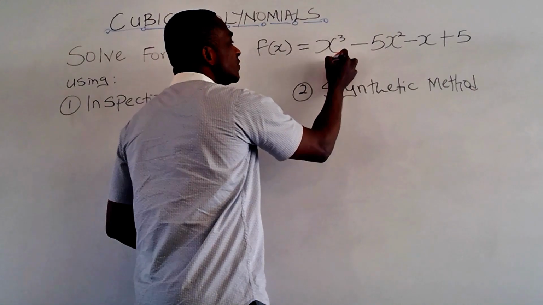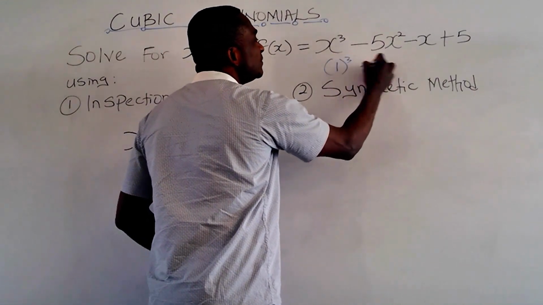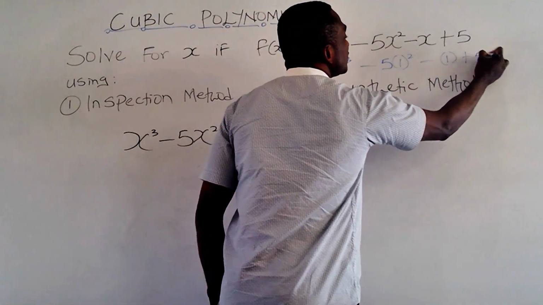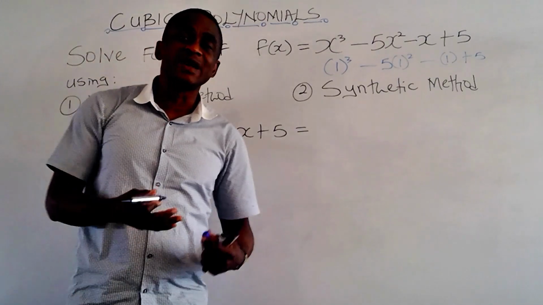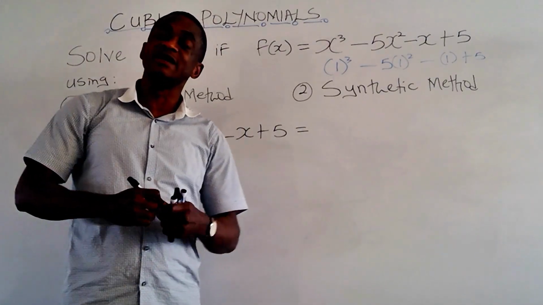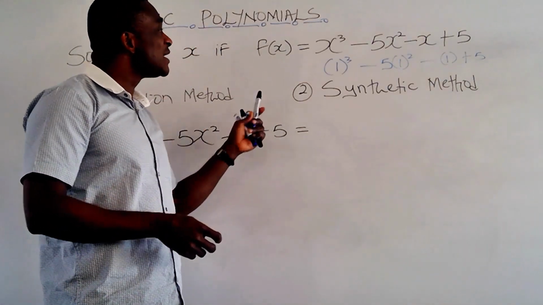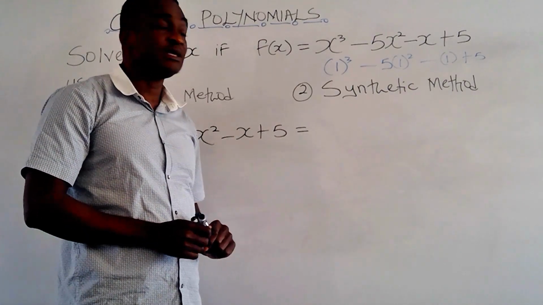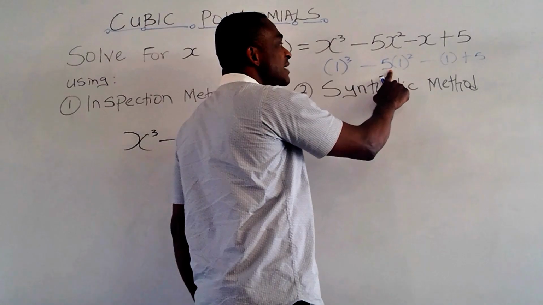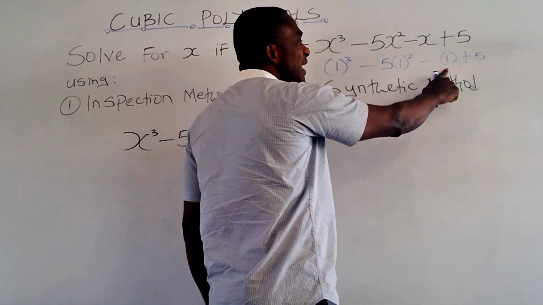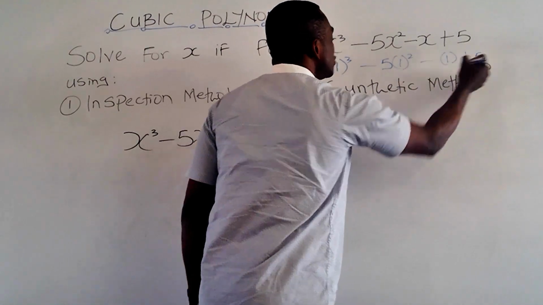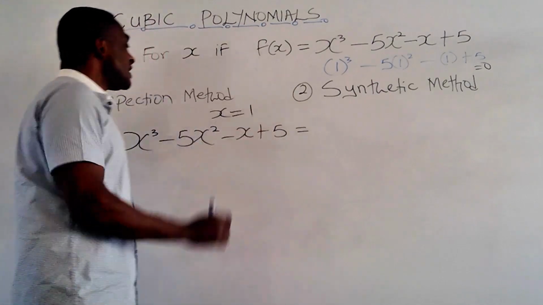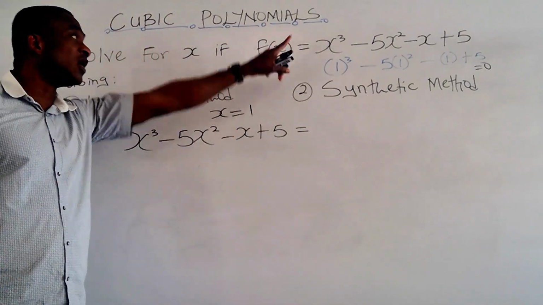If we go into this, let's try 1 cubed minus 5 times 1 squared minus 1 plus 5. Remember, you do random checks. You can try 1, 2, 3, negative 1, negative 2, negative 3. Any number you can sub in, and the whole equation gives you 0, is a factor of that expression or equation. So we have 1 minus 5 is minus 4, minus 1 is minus 5, plus 5 is 0. So x equals 1 is a factor. x equals 1 is a factor of that function.